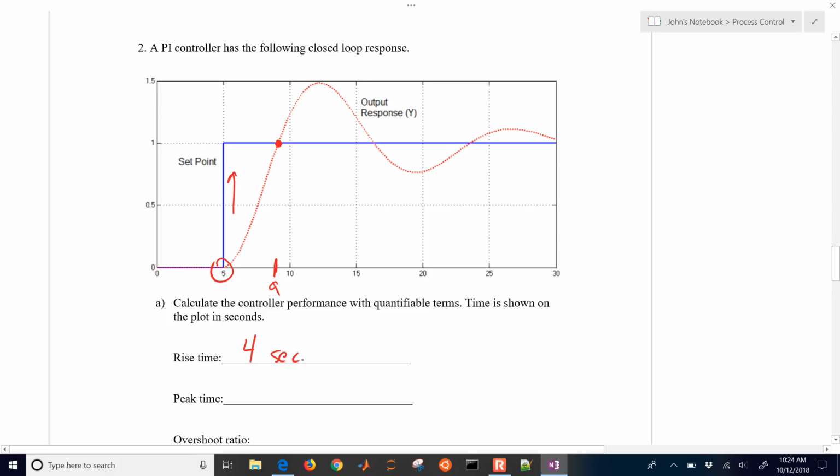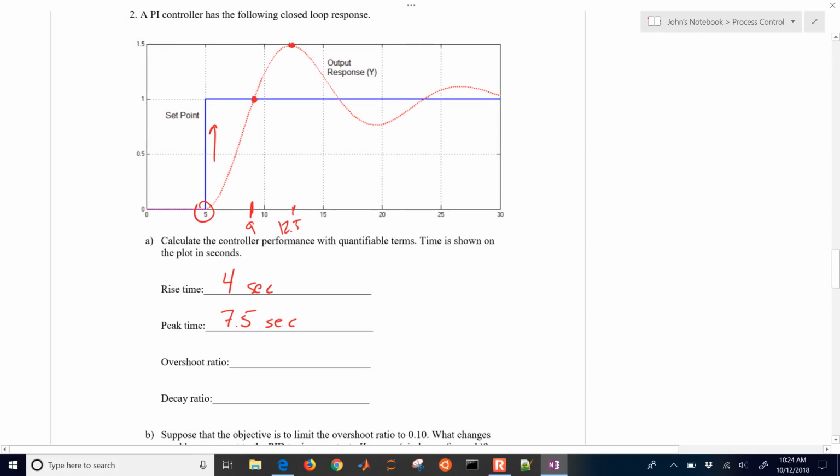The peak time is where it reaches the first maximum or minimum. In this case, this happens right about 12.5. And so you subtract off the time from when the set point started, and the peak time would be 7.5 seconds.